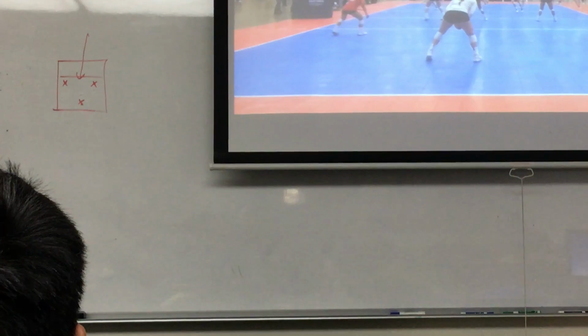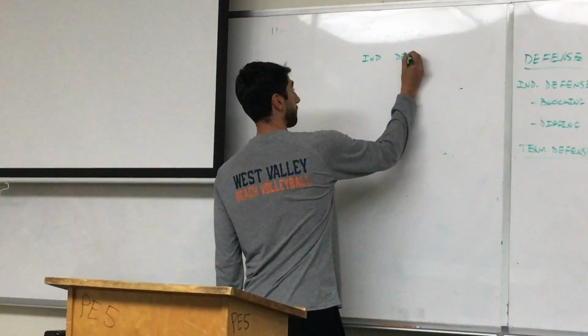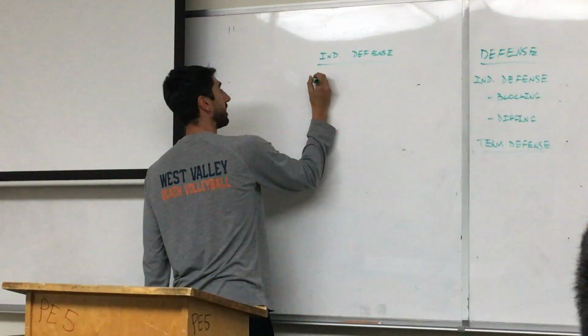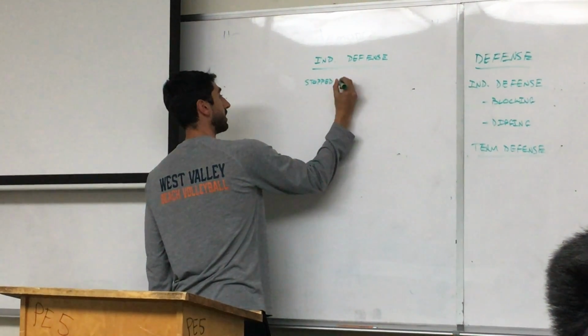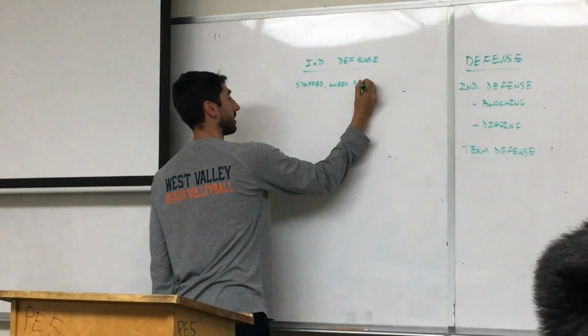So one of the big keys to individual defense, the first key, is just how you start, right? So it's stopped, knees bent, and arms ready.